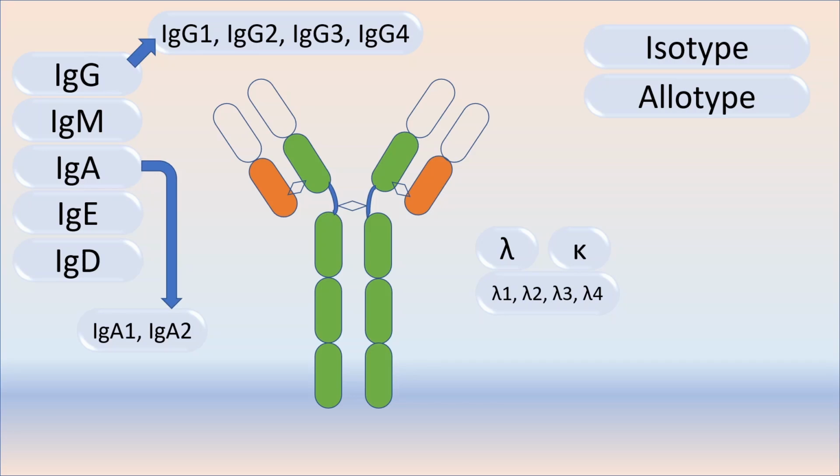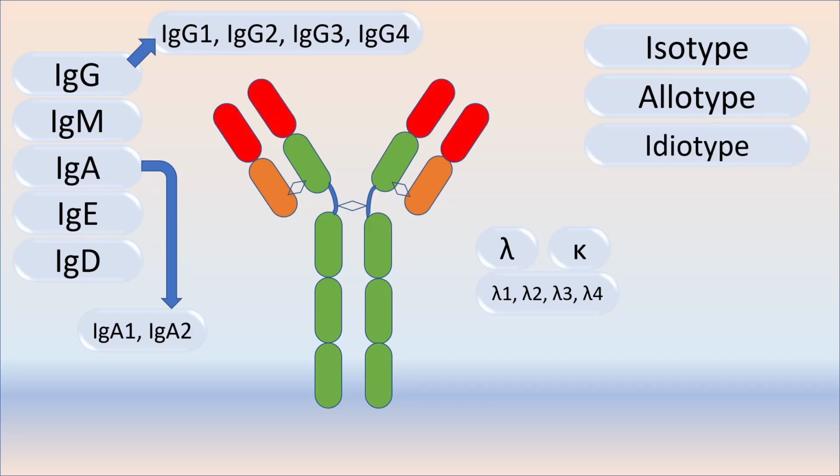And there are also idiotypes. Idiotype is majorly on the FAB portion of the antibody, and since it interacts with a specific type of antigen, it is diverse in type. So these diverse types can also be typed into idiotypes.